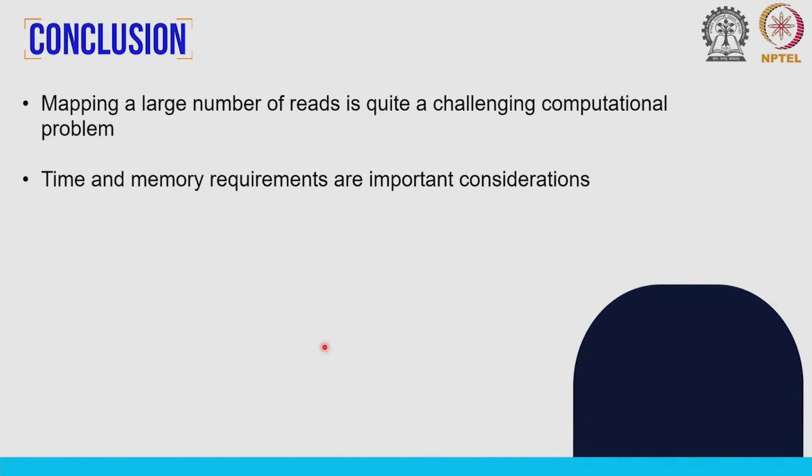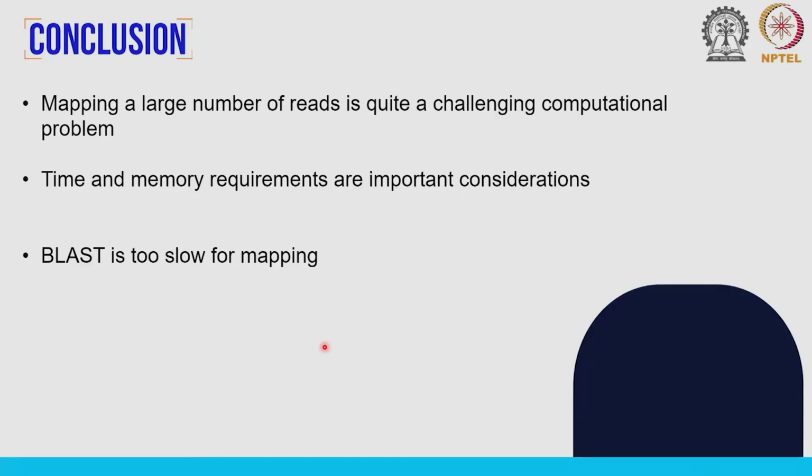There are two important considerations. One is time. You do not want algorithms that take too much time, because you will be done with sequencing within a few days or a week, and if your program takes a few weeks, that is not good enough. Also, you do not want to use too much memory. This is again very important, because if you can run this analysis on your desktop system, that will be great, but if it takes a lot of memory, if you need sophisticated servers and large computational resources, that will again limit the accessibility. So, these are two important considerations.